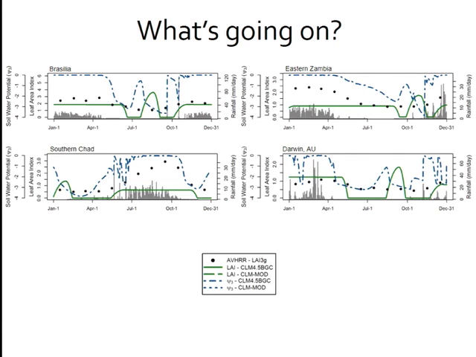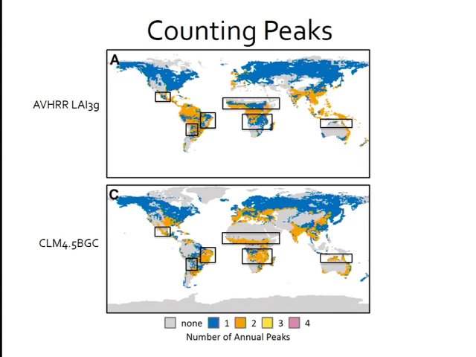So one thing you could say is, oh, well, you cherry picked these four points. So we developed a little algorithm just to count the number of peaks in these situations. Here, blue is one peak. The top part is the satellite data. The bottom is the model. Orange is two peaks. And you can see essentially across these savanna type systems, we're getting this two peak scenario in the model, and most of the time we only get one peak in the satellite data.